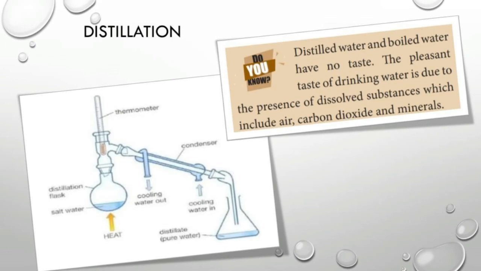Next, distillation. Temporary and permanent hardness both can be removed by the method of distillation. The water obtained after distillation is called distilled water. It is the purest form of water. Distilled water and boiled water have no taste. The pleasant taste of drinking water is due to the presence of dissolved substances, which include air, carbon dioxide and minerals.